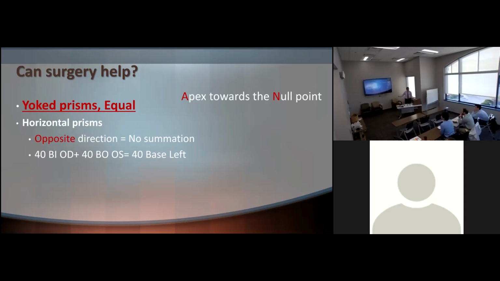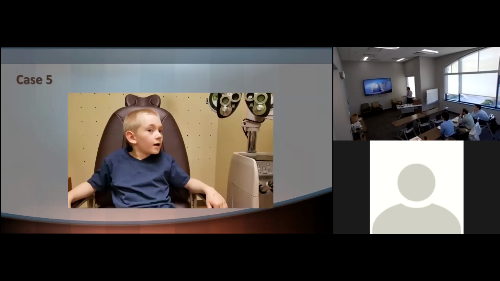So this patient has nystagmus, right? And we saw that the null point is in his right gaze, sorry. So he's turning the head to the left to keep the null point in the right gaze. To mimic the situation after surgery, we hold yoke prisms, base out OS, base in OD. And the net power will be 40 prism diopter base left.